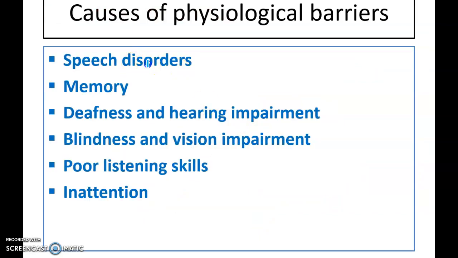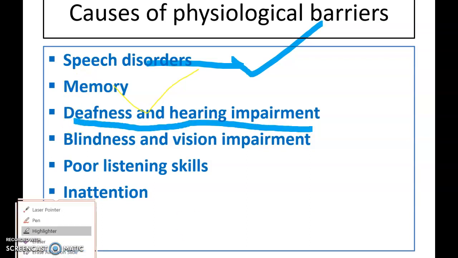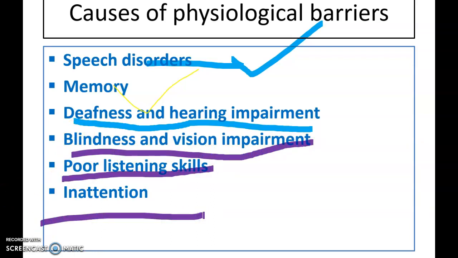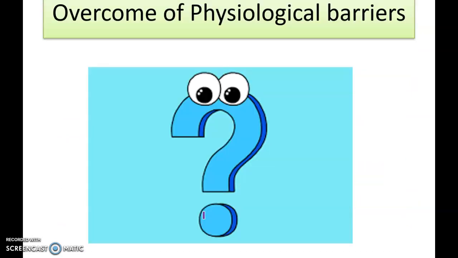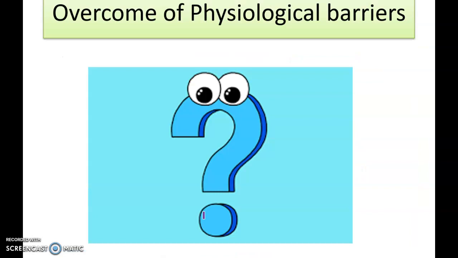Then the causes: speech disorder. Some people have a speech disorder. Some people have a memory problem. Some people can't listen, so that also comes under the physiological barrier. Deafness and hearing impairment, blindness and vision impairment, poor listening skills, inattention. All those are the causes of physiological barrier. How to overcome physiological barrier? That is the question. You have to be alert, you have to be attentive, and you have to have some perception about something, then you can easily overcome the physiological barrier.